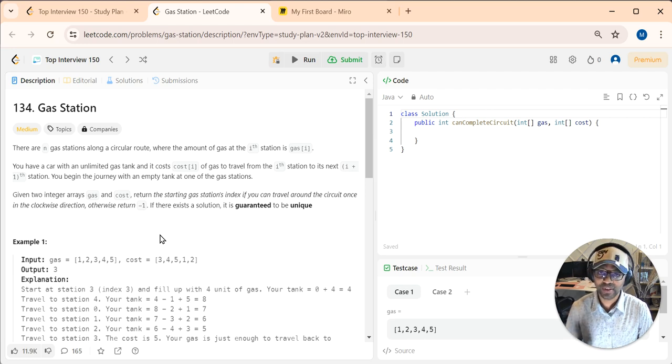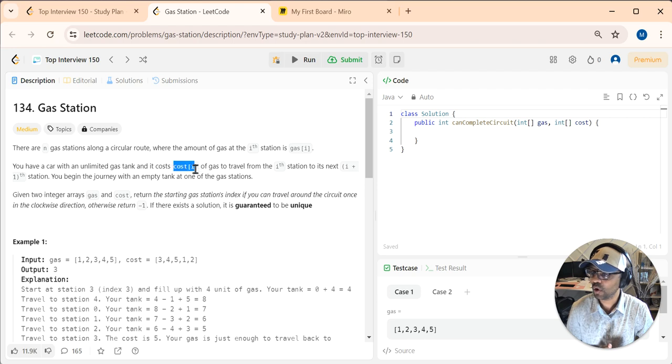Interesting. I have to read that again, I have to admit. I think I half understood it, but let's read it again to make sure. So there are n gas stations. They are in a circular route, so they are kind of placed on a circle. And we are given gas at each station that is available, so we can fill that much in our car.